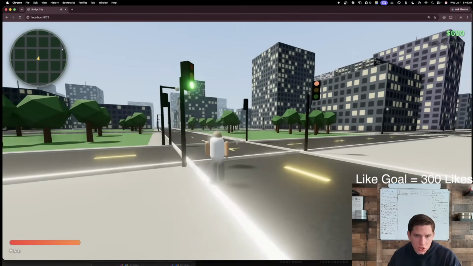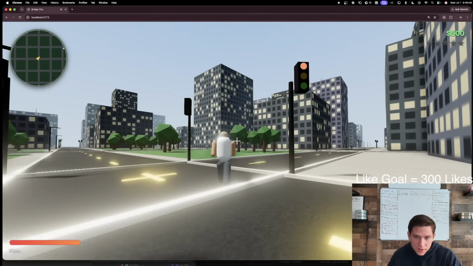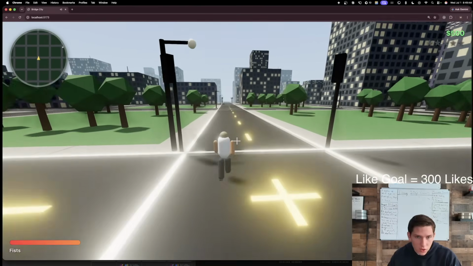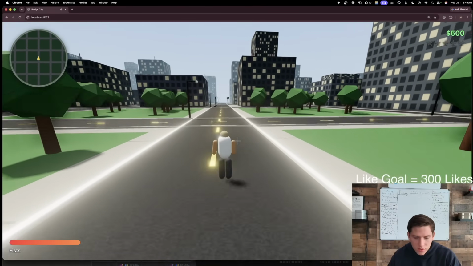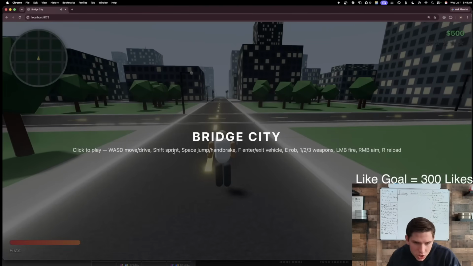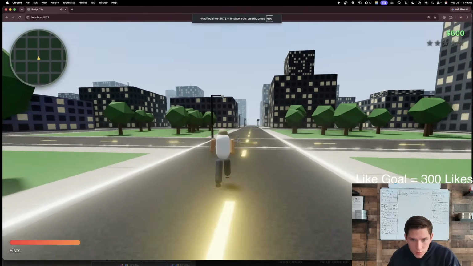So the animations, I mean, there's traffic lights. I'm not seeing a whole lot of activity. Let's run around and see. Hold up. Do I have a gun or anything? Hold up. Let's see the controls here. So shift, sprint, rob, 1, 2, 3. So I do have weapons. So 1 is a weapon.